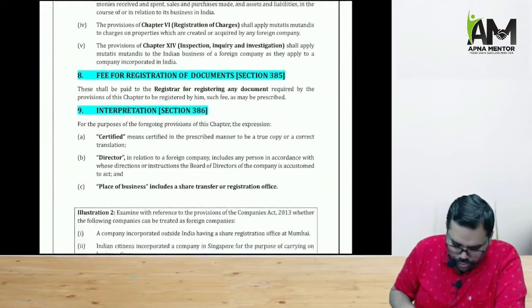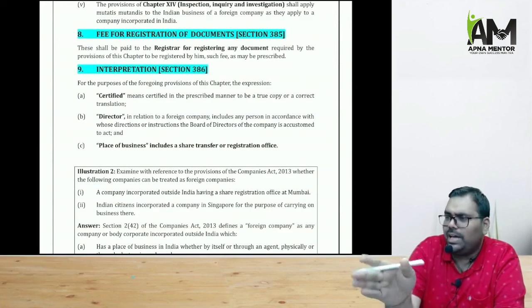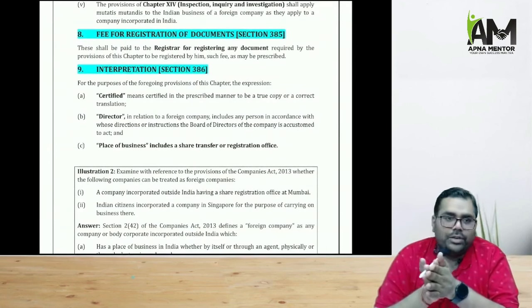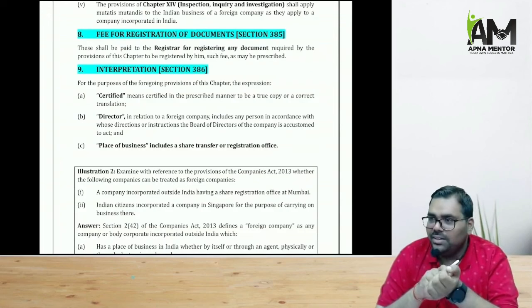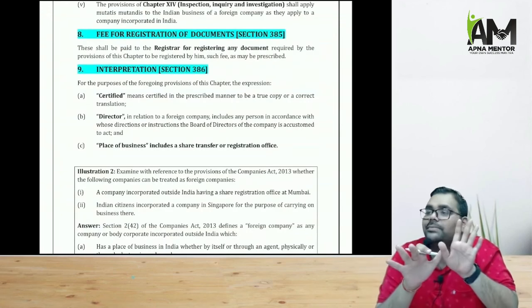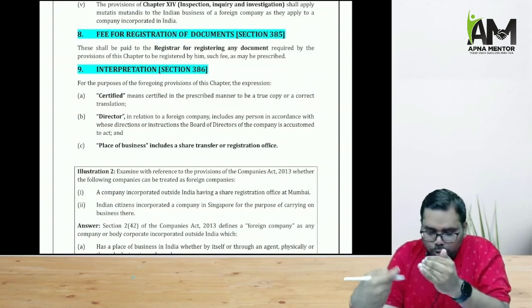And in the next section, section 385, before you register any document with the ROC, you have to give some fees. बिना फीस के कुछ नहीं होता इंडिया में. So before you register any document with the ROC, you pay the fees.